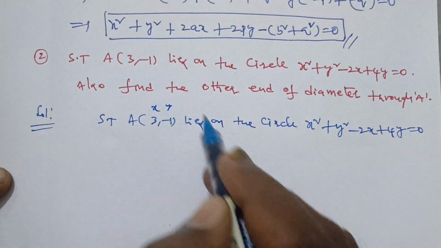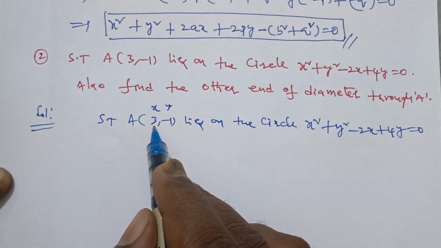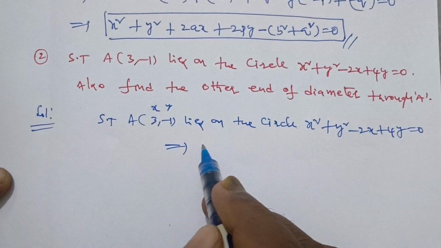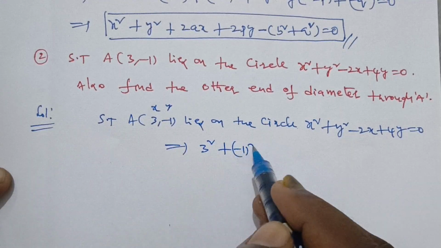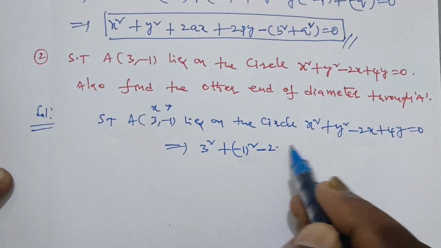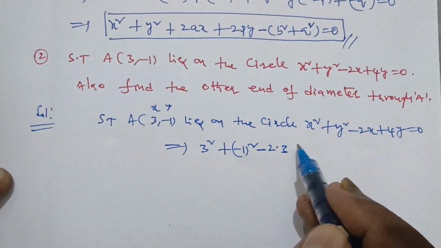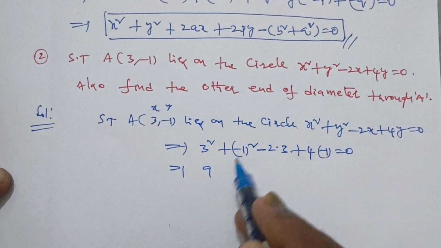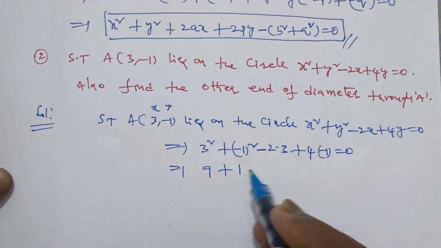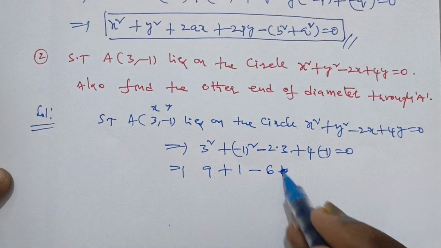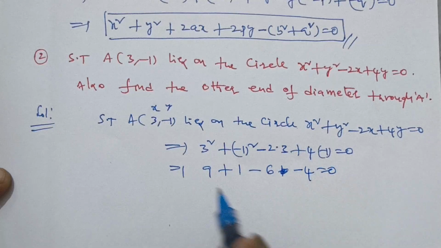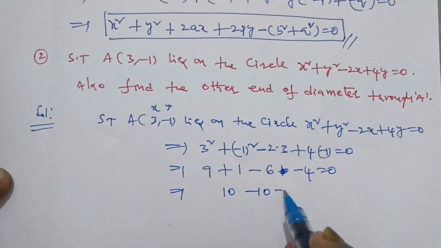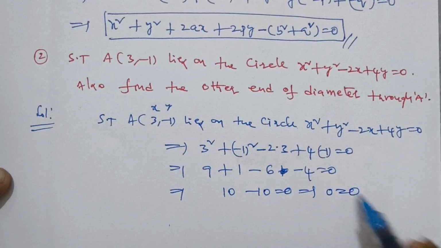So this is x value and this is y value. So substitute x value 3 and y value minus 1 in this equation. Then 3 square plus (minus 1) whole square minus 2 into 3 plus 4 into minus 1 is equal to 0. So 9 plus 1 minus 6 minus 4 is equal to 0. So 9 plus 1 is 10, minus 6 minus 4 is minus 10, here 0. So 0 is equal to 0.